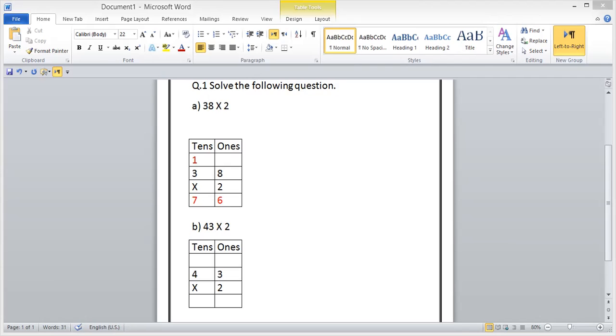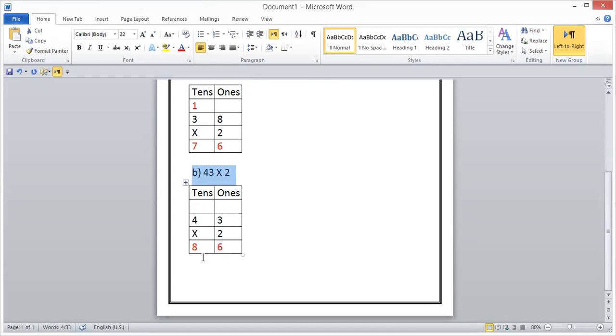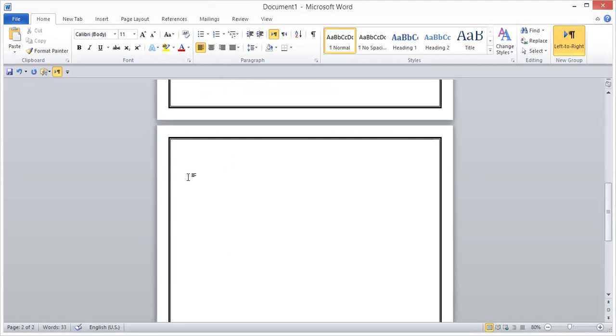Muhammad Al-Harbi, very good. Maki, very good. So this is very easy. 2 multiplied by 3, 6, and 2 multiplied by 4, 8. So the answer will be 86. Now for C.